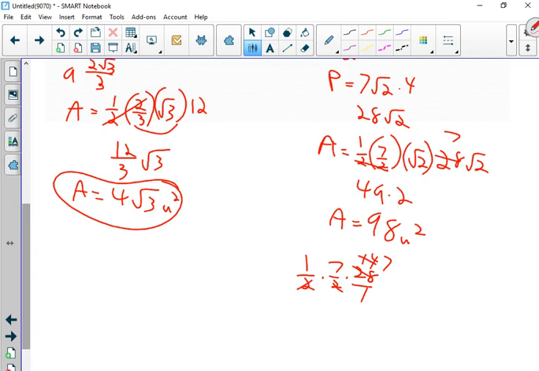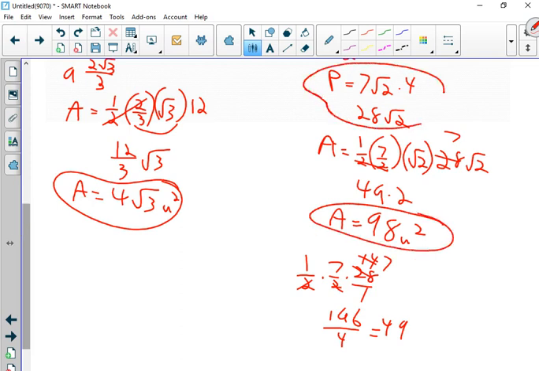That's one way of looking at it. Another way is actually multiplying. And you could have done 7 times 28, which is 196, over 4, which again is 49. So there's a few different ways you could look at that. And then times the 2, which is the radical 2 squared, and that gives us our 98 units squared. There's our perimeter right there.